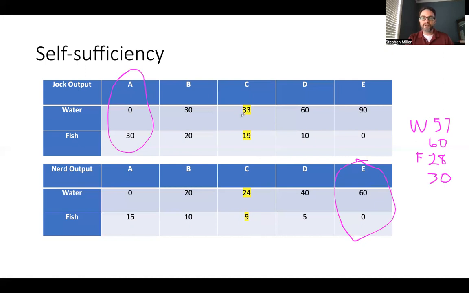So maybe the jock gets 35 liters of water. So the nerd trades away 35 liters of water that he produced. Remember, he produced 60, trades away 35, keeps 25 for himself. So he still is better off in terms of water. He trades those 35 liters of water for 10 fish. Now the nerd has 10 fish a week, which maybe makes all the difference. And the jock would have 20 fish a week. So he would still have more fish than otherwise. So there's still terms of trade that could work. And let me figure that out. 35 for 10, that's trading 3.5 liters of water for every fish. That's a term of trade that could work and make them both better off.